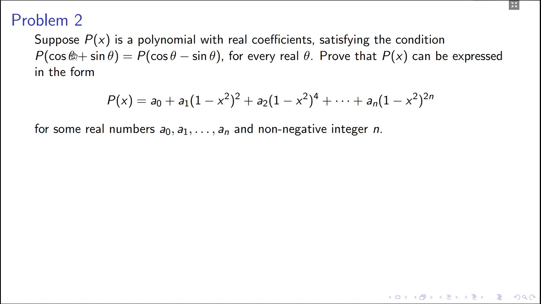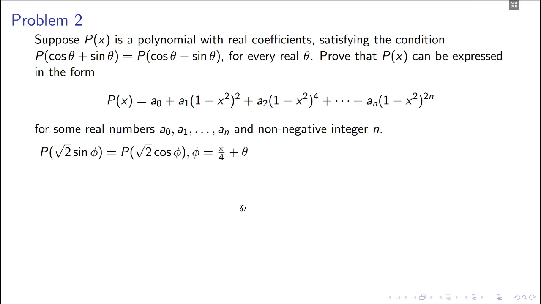So first of all, this one I can write as, I divide by root 2 and multiply by root 2. This will become cos theta sin pi by 4 plus sin theta cos pi by 4, and this will become sin of theta plus pi by 4. So theta plus pi by 4, I can call it phi. So this becomes P of root 2 sine phi is equal to P of root 2 cos phi.